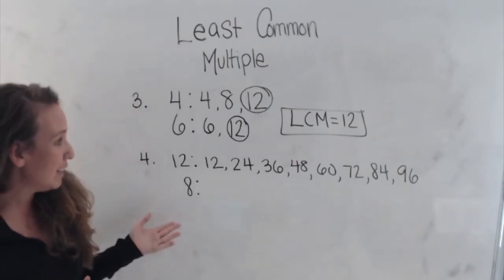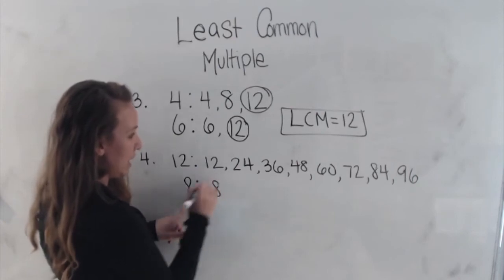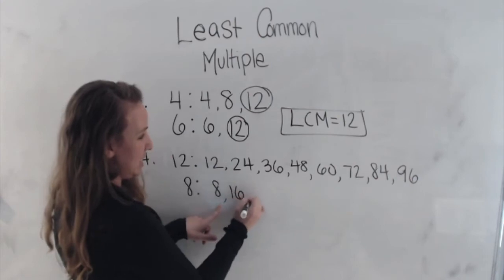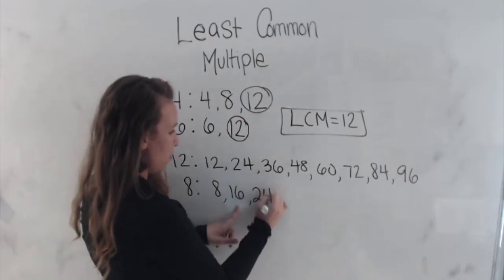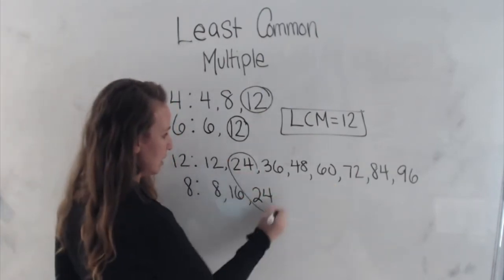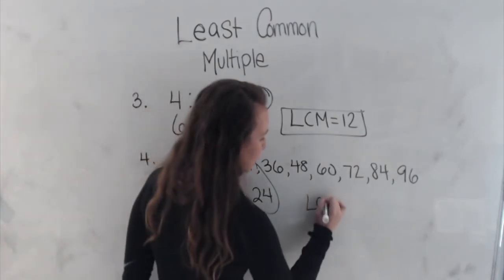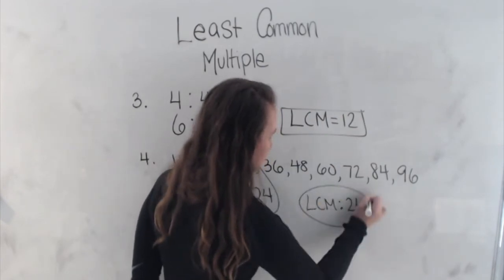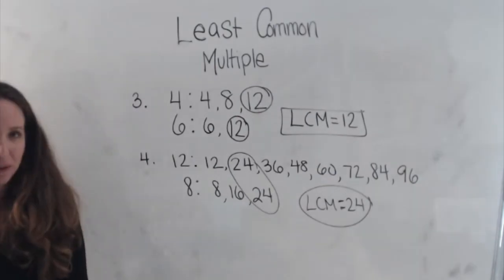Okay? So now let's go in order with the 8s. 8 times 1 is 8. That doesn't match. 8 times 2 is 16. That doesn't match. 8 times 3 is 24. Oh, so I didn't need to go all the way to 96. I had a match, my 24s. So my least common multiple is 24.